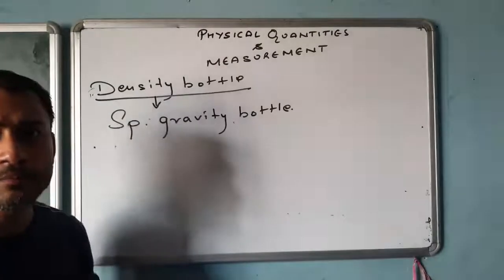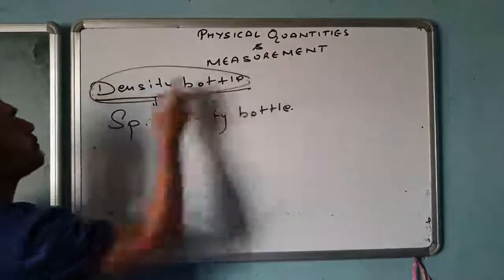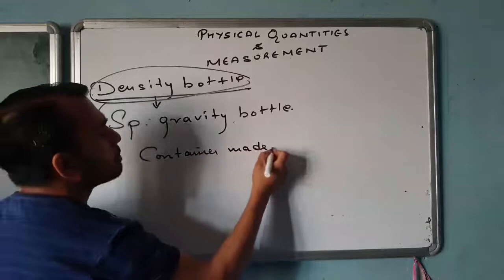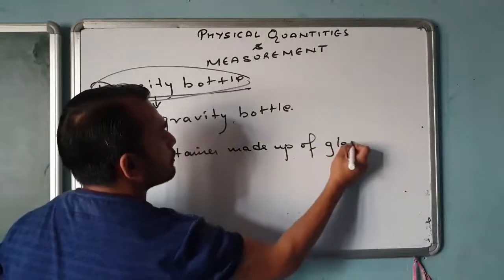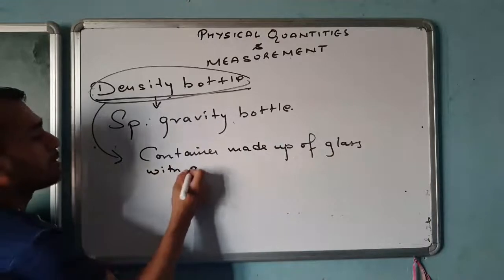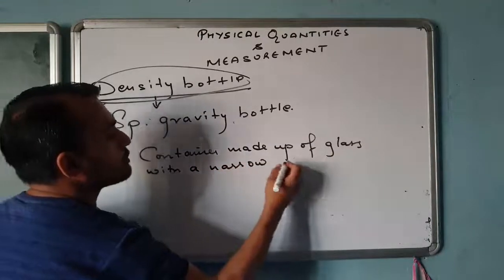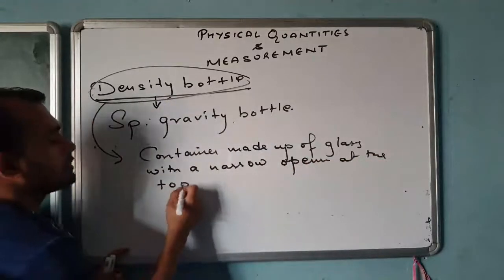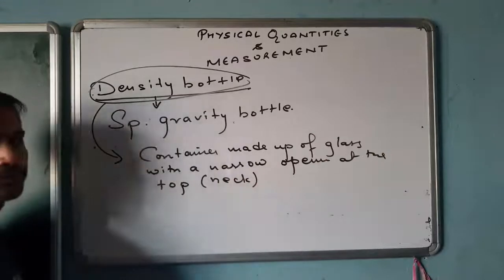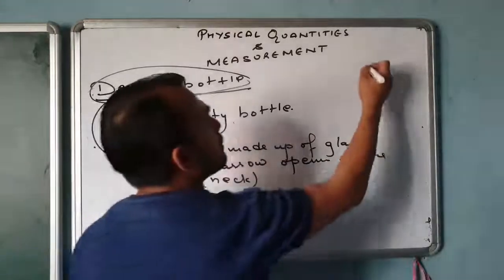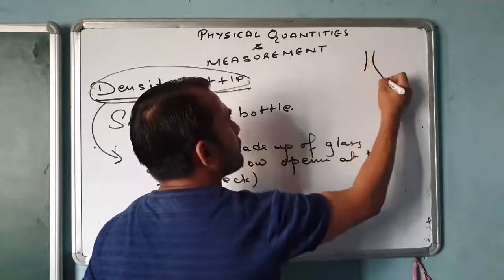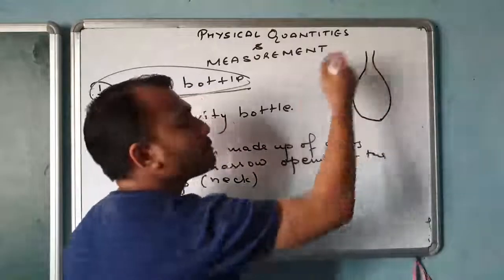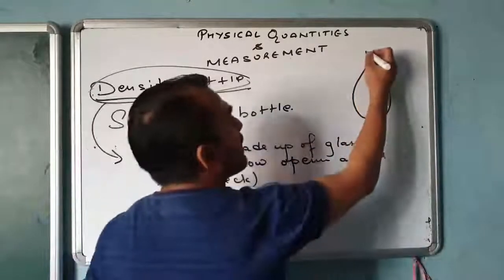Then the simple answer is, the density bottle is a small container made up of glass with a narrow opening at the top, and this top is called the neck of the bottle. Okay, so if I draw, the density bottle somehow looks like this. Look here. This is how the density bottle looks. You can see it is made up of simple, thin glass, and it has a very narrow neck.